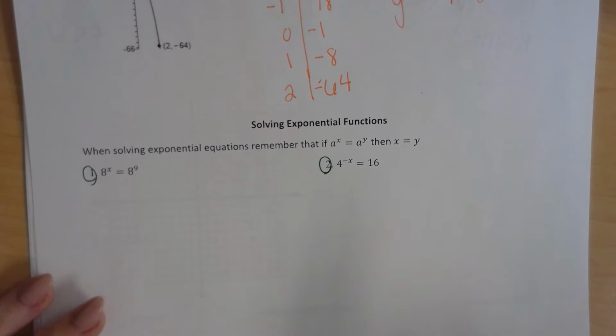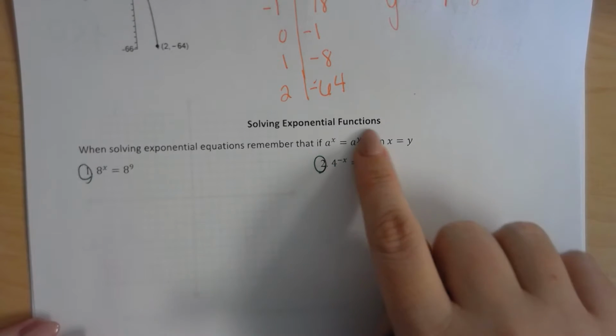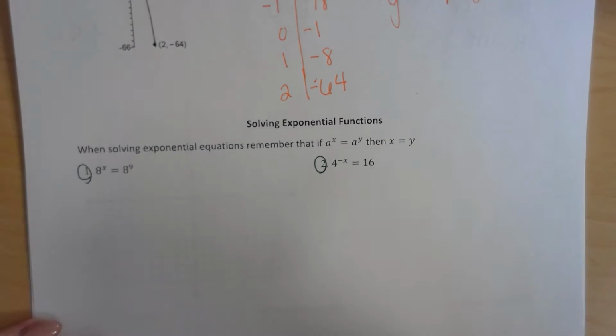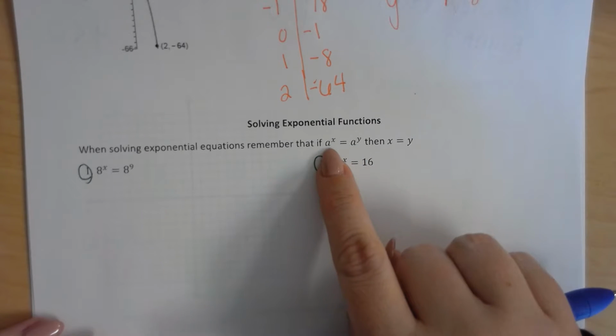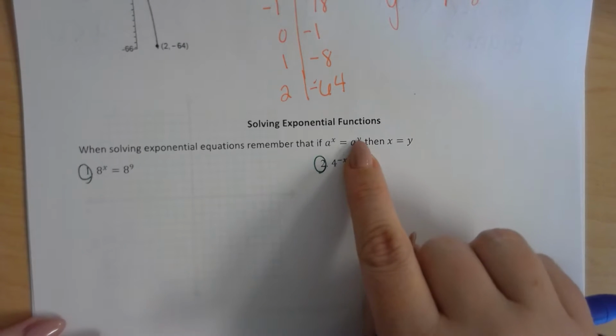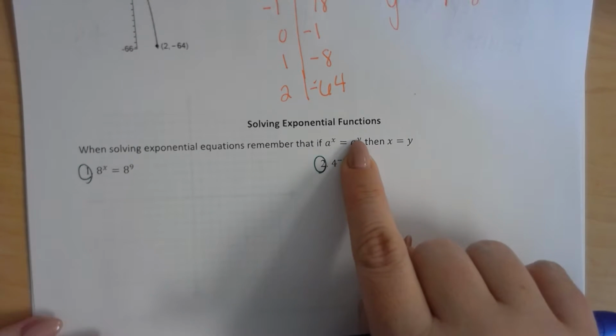All right, so now we're going to finish up 5.3 and we're going to do some solving. So when we solve exponential functions, if a to the x is equal to a to the y, then we can say x equals y. Now we can only do that because both of these bases are a. If this was a to the x and this was b to the y, we couldn't say that. So as long as the bases are equal, we can say the exponents are equal.